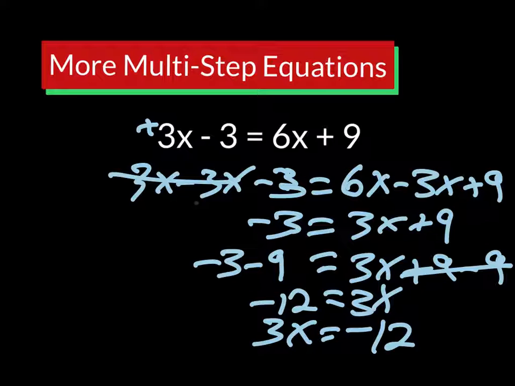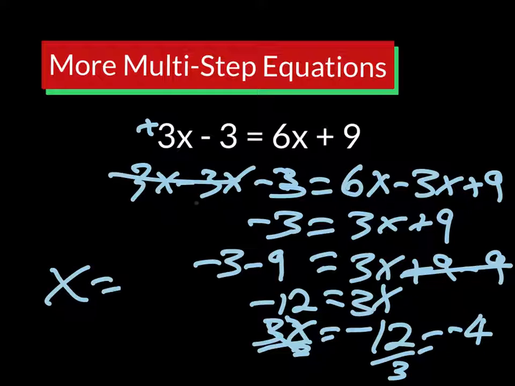Now let's finish it off. To get rid of 3 times x, so we have just the x on the left side, we're going to divide. So 3x divided by 3, the 3's cancel out. Negative 12 divided by 3 is going to be equal to negative 4. The solution is x is equal to negative 4.